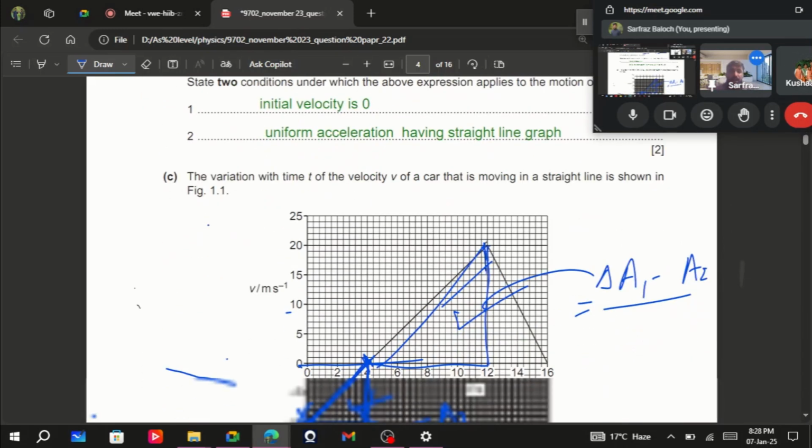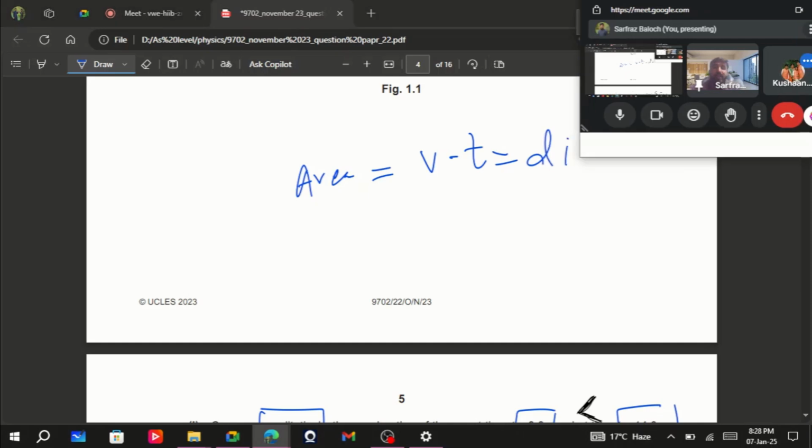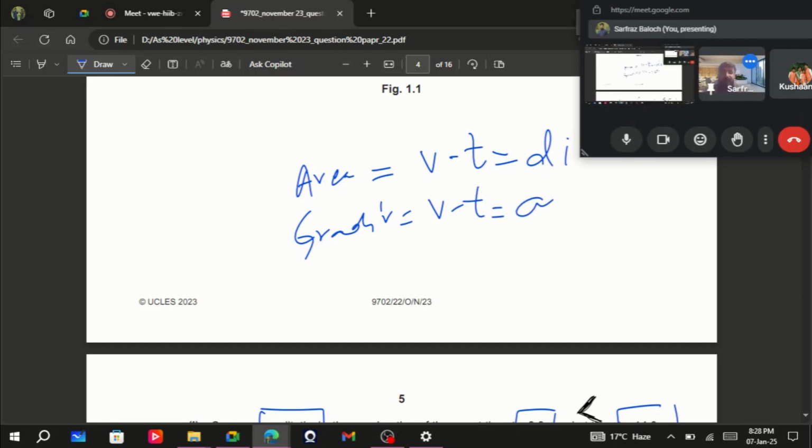What about the area under a velocity-time graph? The area under a velocity-time graph is distance. And what about the gradient of a velocity-time graph? Acceleration. Okay, now move next.